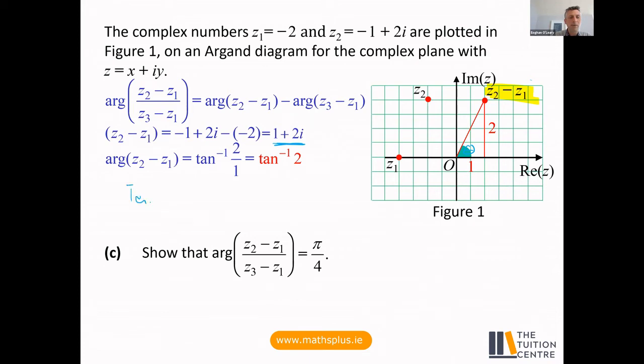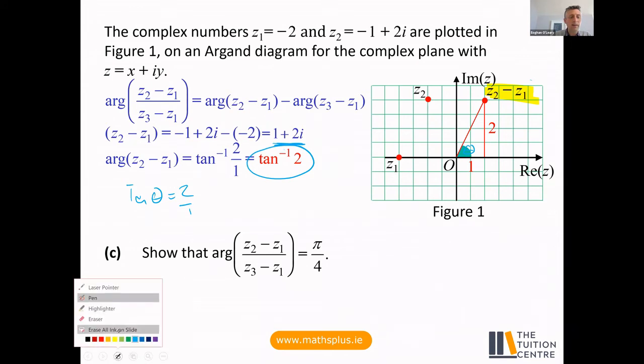The tan of theta is equal to the opposite over the adjacent, 2 over 1. So therefore theta is equal to the inverse tan of 2 over 1. So it's the inverse tan of 2. So we can say the argument of z2 minus z1 is the inverse tan of 2. Now that turns out to be a decimal answer. I can do the same thing here for my next one.